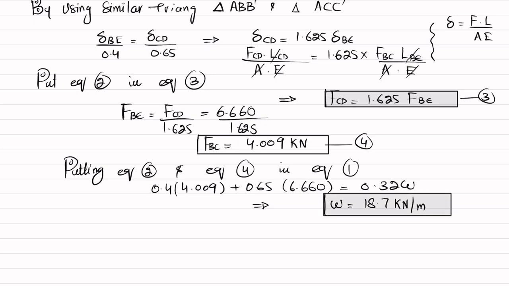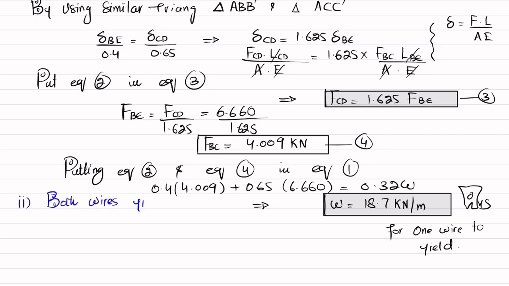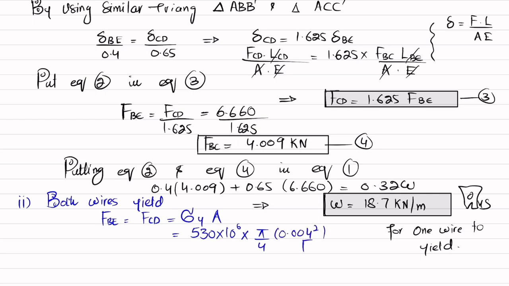So this is the value of distributed load for one wire to yield. Clear? Now we'll move toward the second part, in which both wires yield. If both wires yield, FBE will be equal to FCD, and that will be yield stress times area. The yield stress is 530 into 10 to the power 6 multiplied by area. The area of the wire is pi by 4 into 0.004 squared. So FBE is equal to FCD, which is 6.660 kilonewton.